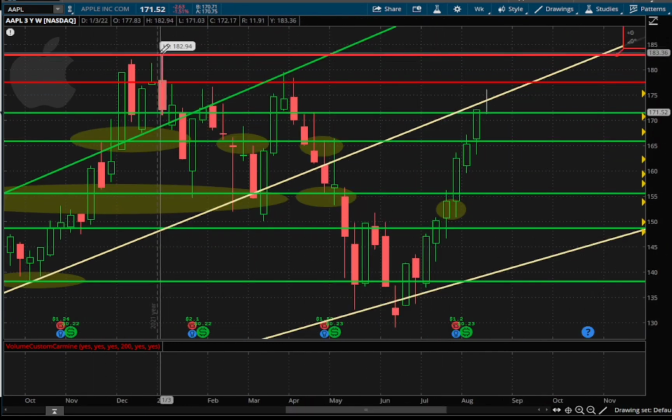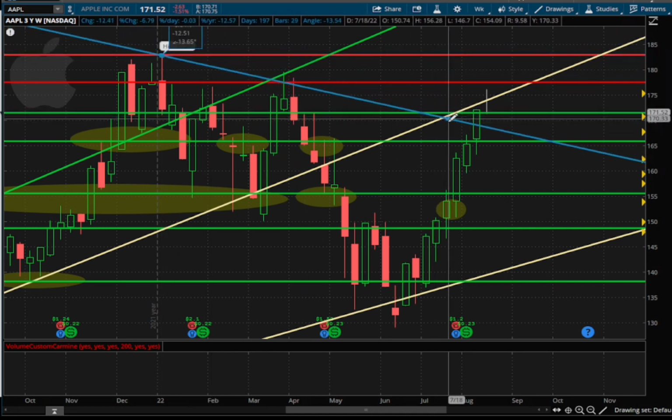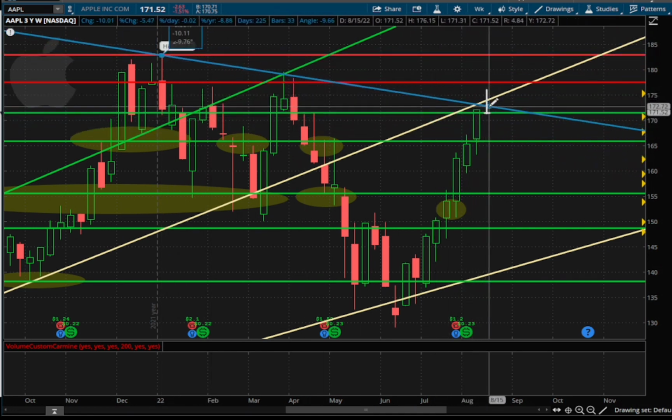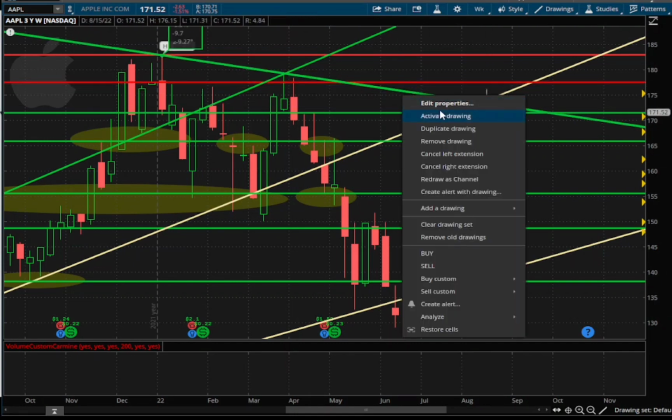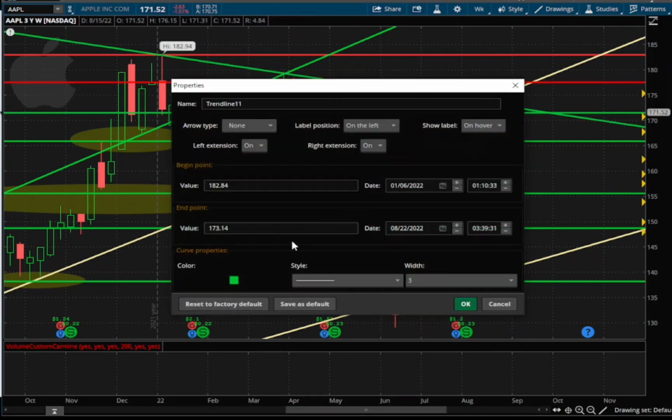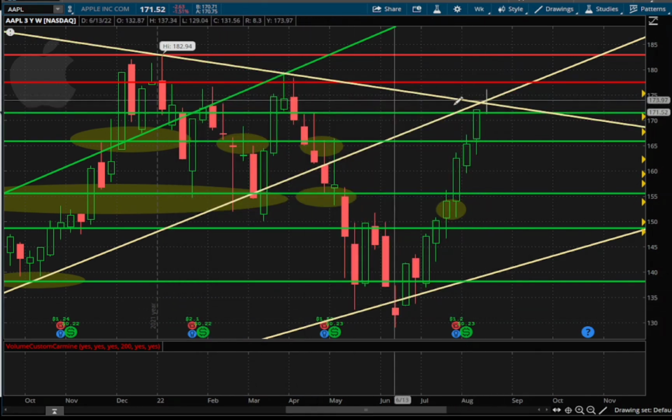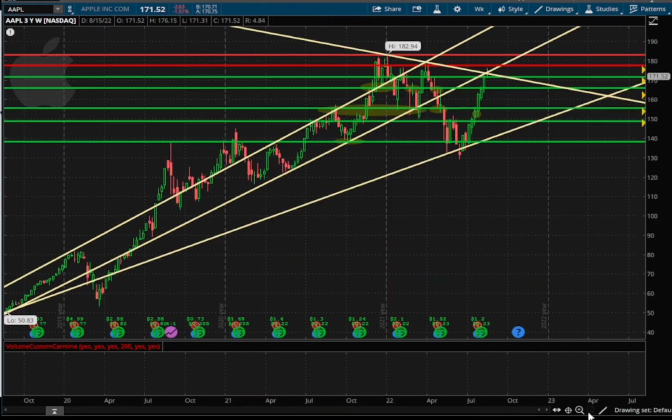So this one, 182, 84, that's cool. So if we were to draw that trend line off of those two tops, it would tell you that Apple just ran into some major resistance. Apple just ran into some major resistance last week.